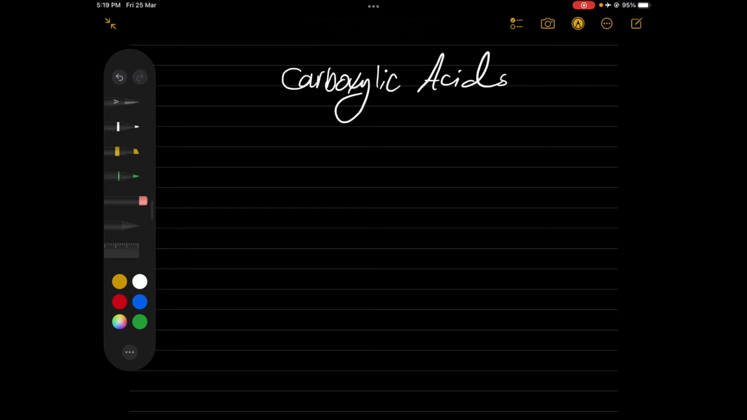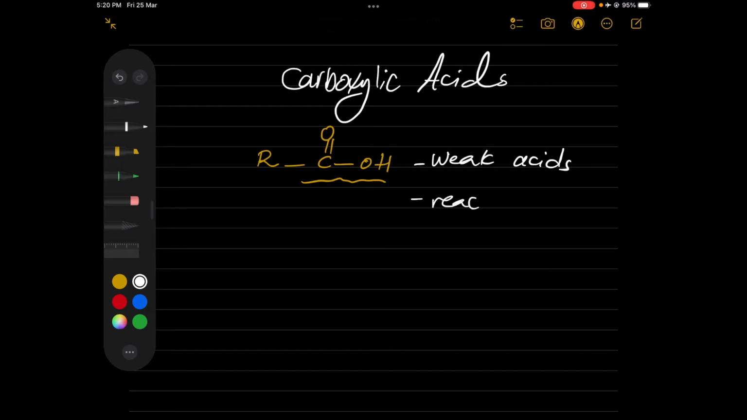Today we're going to start learning how to produce carboxylic acid and what the functional group of carboxylic acid is. First, keep in mind that if you have an alkyl group bonded to C double bond O, OH, then we can consider this a carboxylic acid. Generally, carboxylic acids are weak acids, and these weak acids react with bases. These bases could be OH, alkaline solutions, or metal carbonates. So once you have these, you can have a reaction.